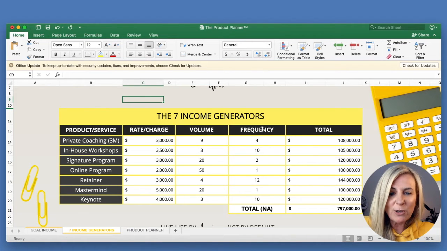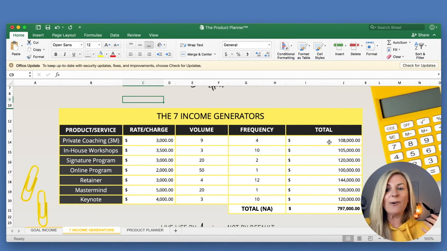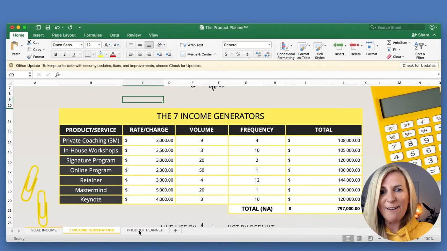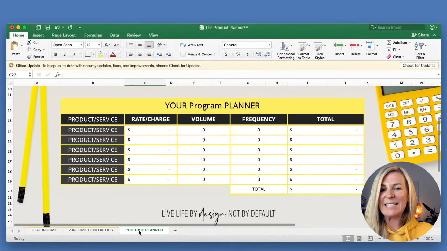And how often you would need to get them. That's the frequency column. And then here it gives you the total. So the calculator does the work for you. The page that you're going to love playing with the most is this one.